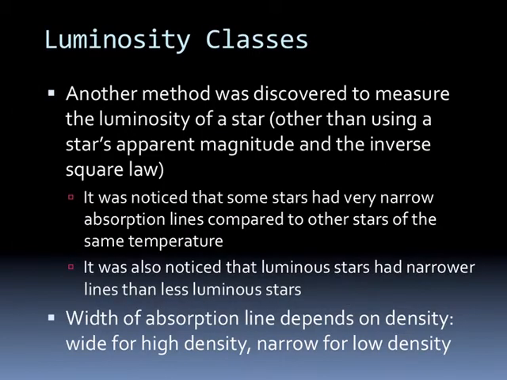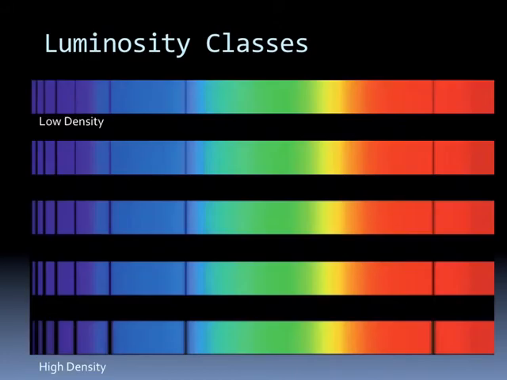Now another method was discovered to measure the luminosity of a star, other than its apparent magnitude and the inverse square law. It was noticed that some stars had very narrow absorption lines compared to other stars of the same temperature. It was also noticed that luminous stars had narrower lines than less luminous stars. So the width of the absorption line depends on density: wide for high density, narrow for low density. If I look at high and low density stars with the same spectra, you see the lines are wider for high density than they are for low density.